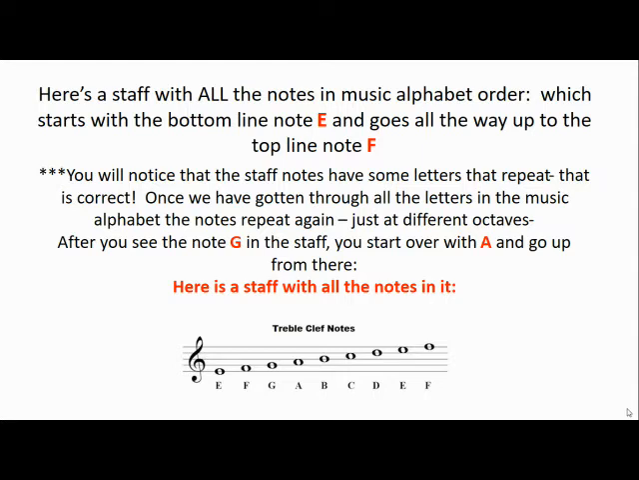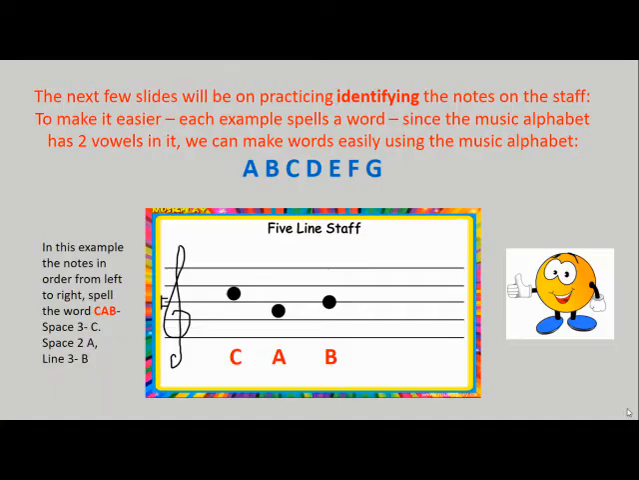Here is a staff with all the line and space notes in it. Remember, we start at the bottom, so we would say: E, F, G, A, B, C, D, E, F, G, A, B, C, D, E, F. Then you have to be able to go backwards: F, E, D, C, B, A, G, F, E. And you'll get better at it as you go along and do it more often.